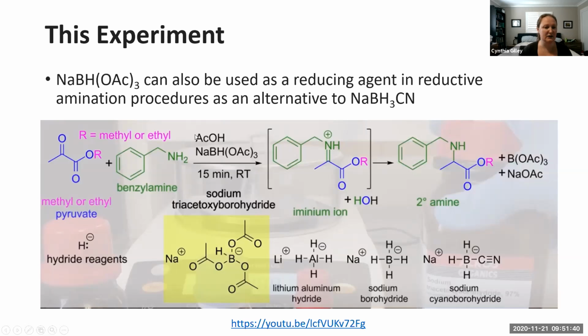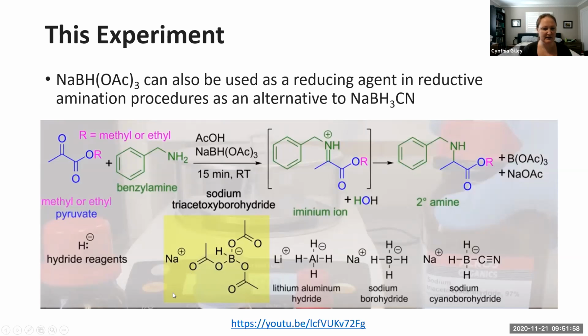We are achieving acidic conditions with the use of acetic acid. So they've drawn the protonated iminium ion, which then gets reduced by the reducing agent sodium triacetoxyborohydride, and we end up with the new carbon-nitrogen bond.